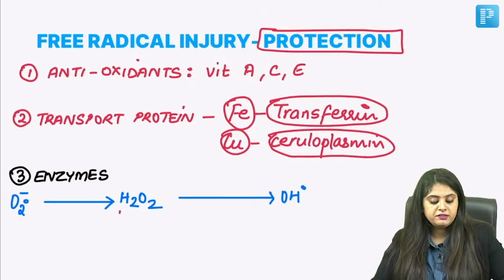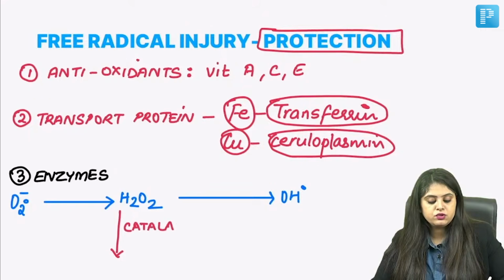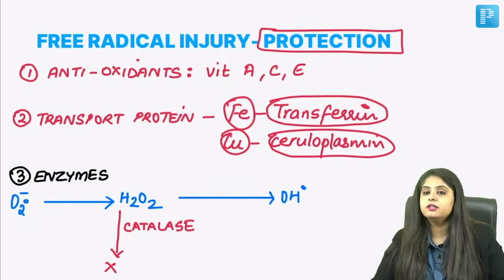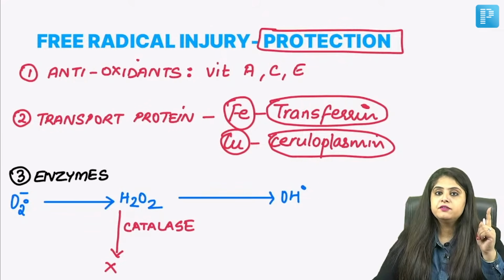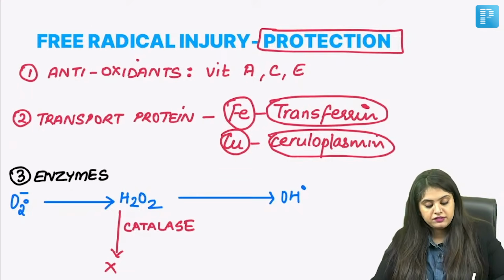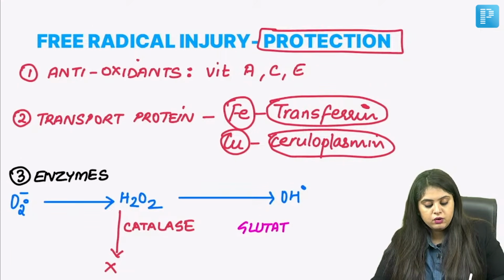Number 1, God has given you an enzyme called catalase. Catalase will break H2O2. H2O2 gone. So which is the first enzyme God has given you? Catalase. Okay. Next, God has given you another enzyme which is known as glutathione peroxidase.